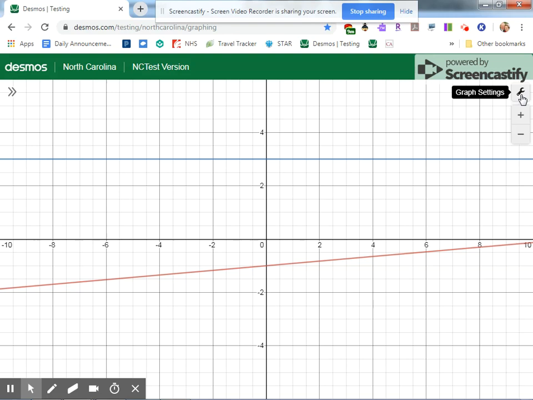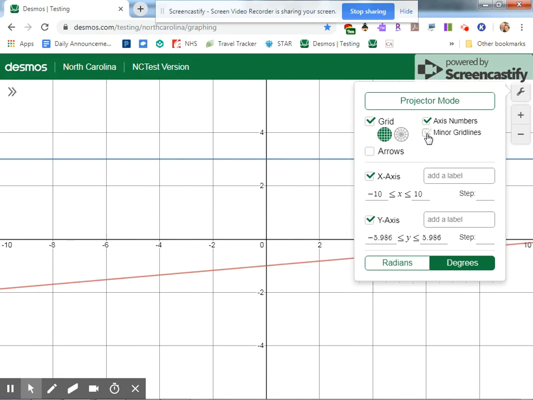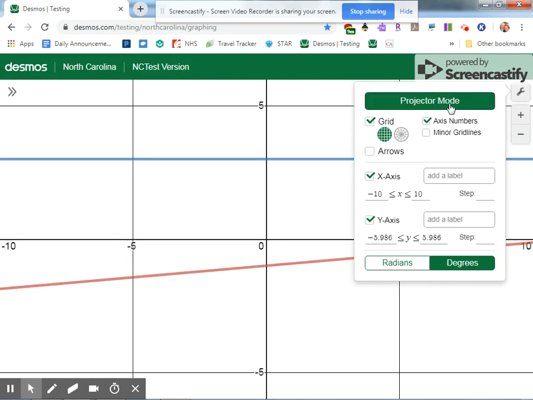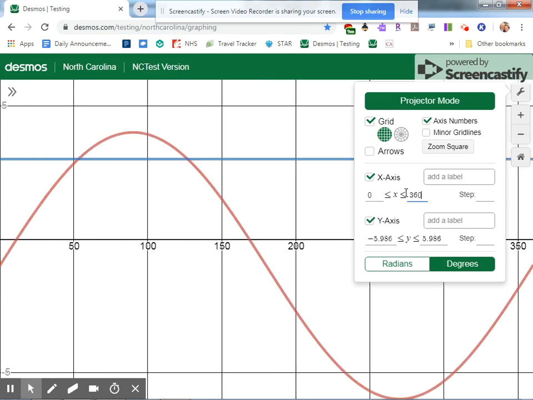So if you've never played with this before, you click on the little wrench in the upper right-hand corner. Now, the first question, we did want the answer in degrees, so we want to be in degree mode right here. I always click off the minor grid lines. They distract me, and I like projector mode because it makes the lines thicker. But anyway, think about this. We're looking for our theta, or our x in this case, to be between 0 and 2 pi. You can change that right there. Or not 2 pi, we're in degrees, so 360. 0 to 360. You can change that in the settings right there.